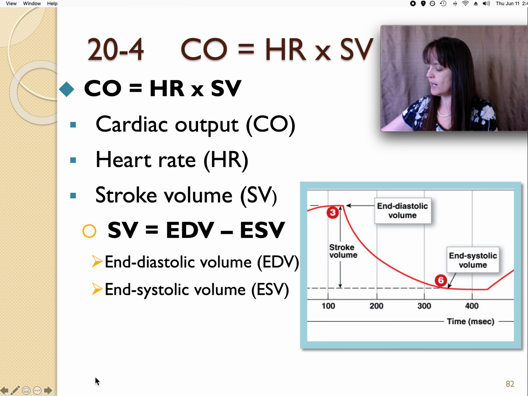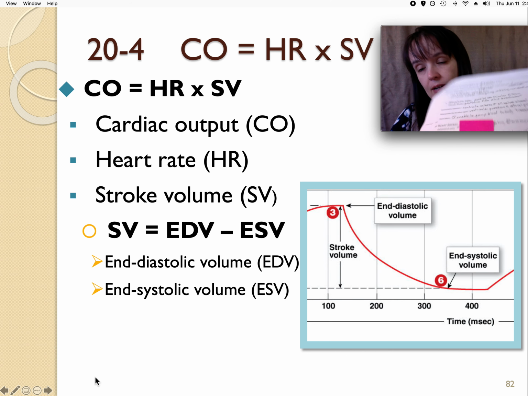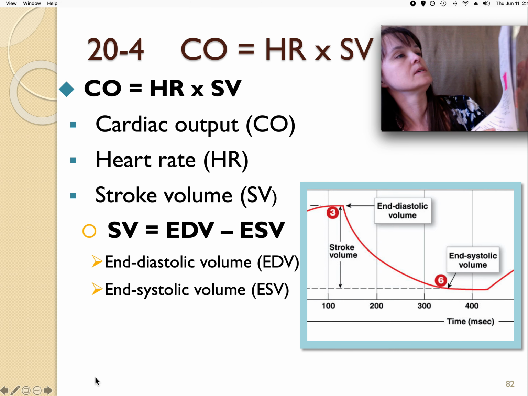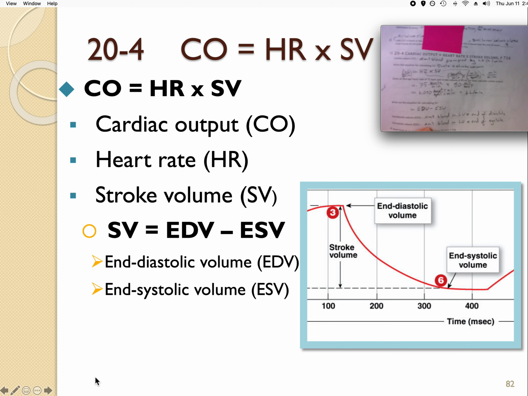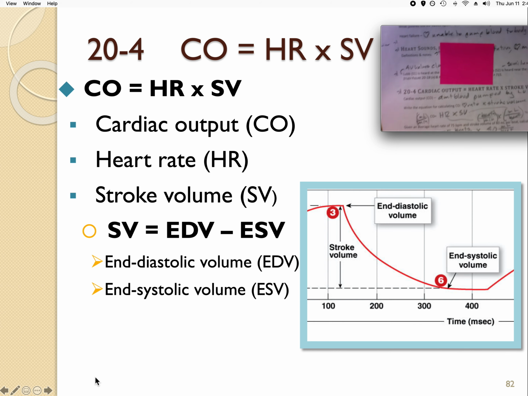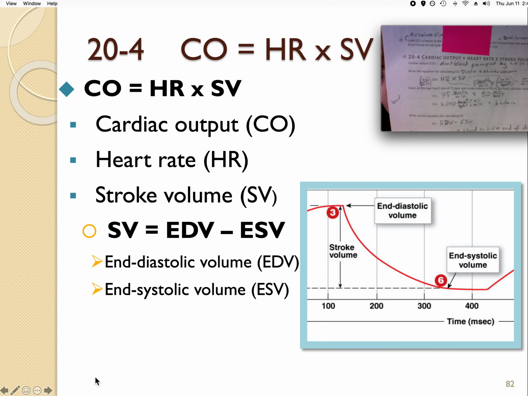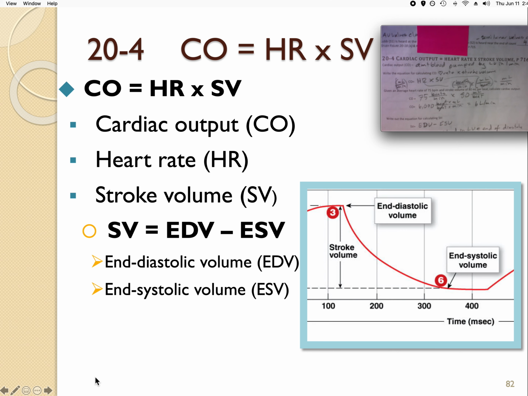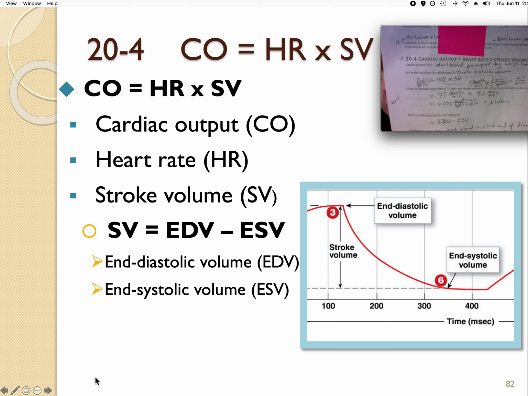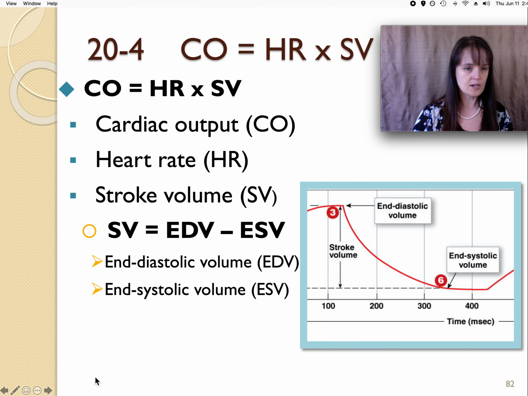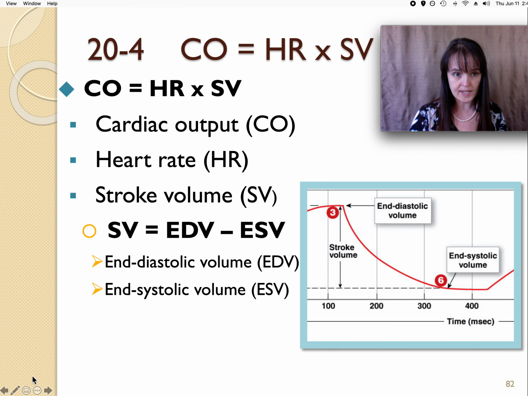Okay, so I have a little pink post-it in the middle of page 20, covering words. Right below that, it says 24 cardiac output equals heart rate times stroke volume. So I'm guessing that's where we left off. Next slide. Cardiac output equals heart rate times stroke volume.